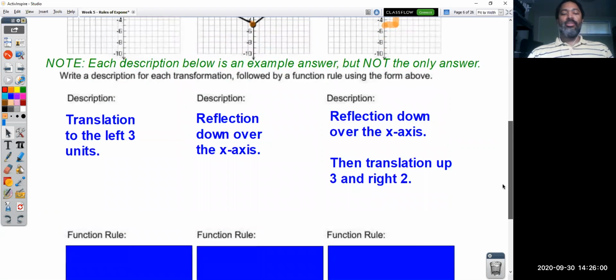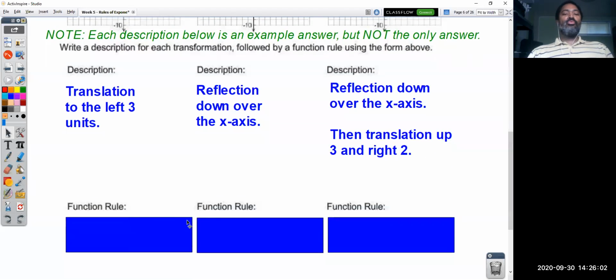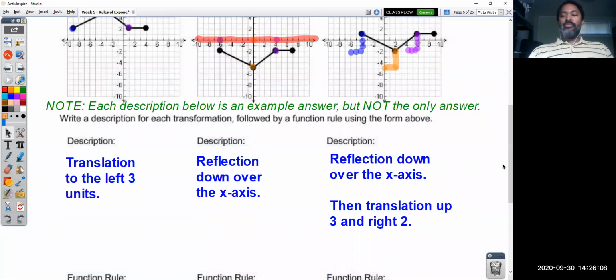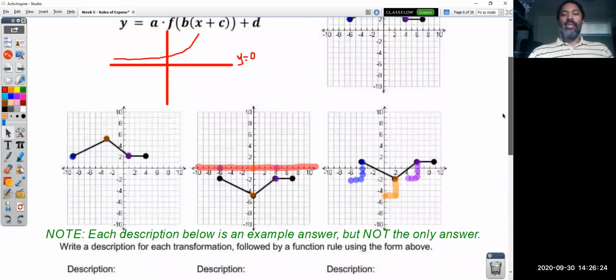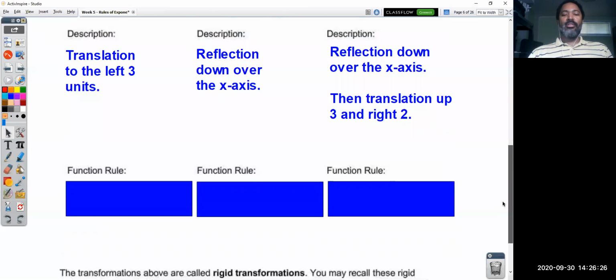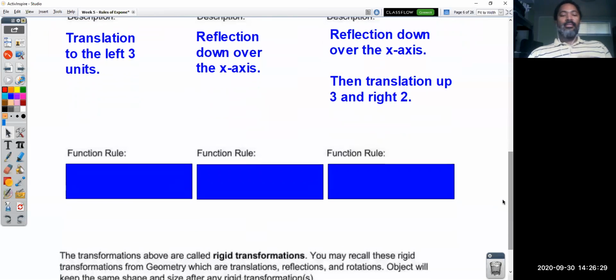The final associated skill is writing a function rule from the description. If I give you a function rule, you should be able to give me a description. And if I give you the function rule in either the pre-image or the image, you should be able to give me the other. So if I give you the rule in the pre-image, you should be able to give me the image. If I give you the rule in the image, you should be able to give me the pre-image. And in both cases, you should be able to give me the description also. So that's a lot of moving parts.